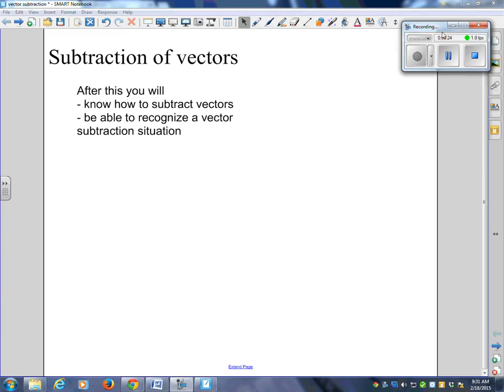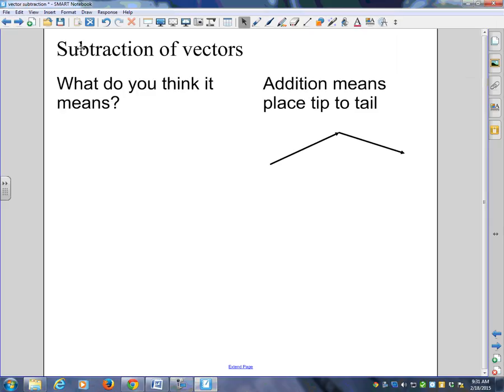Okay, so after this, you're going to know how to subtract vectors, and what's even more key, how to recognize a vector subtraction situation. That's key there. Okay, so tell me what you think.